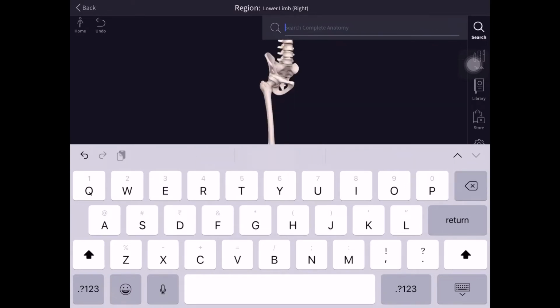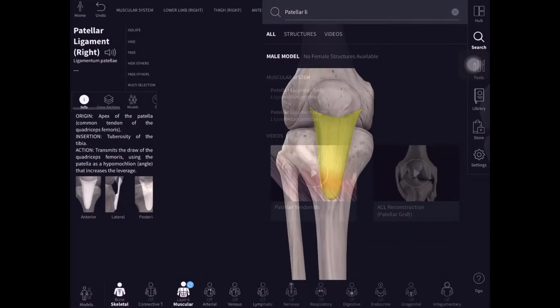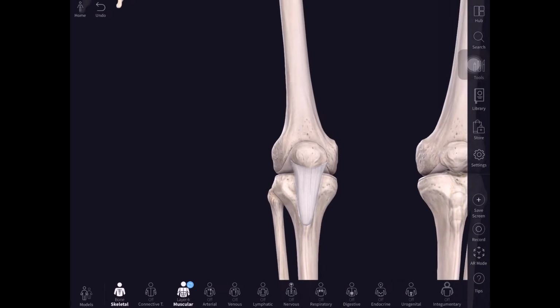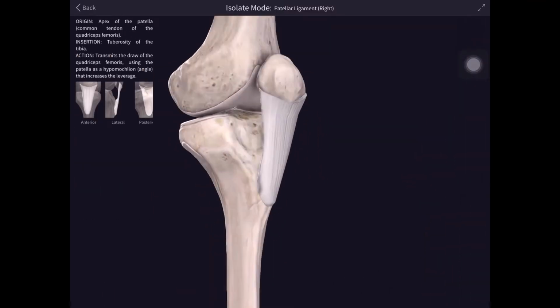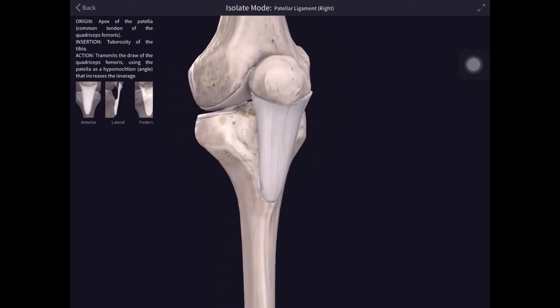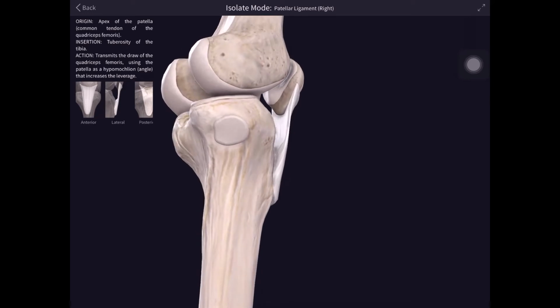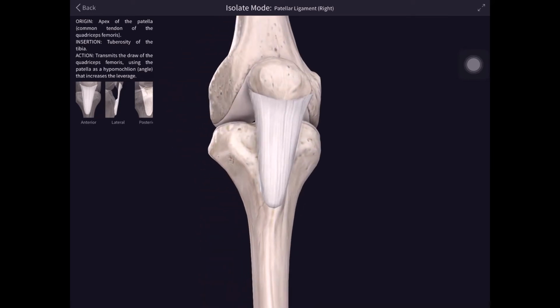Patellar ligament, or ligamentum patellae. If you see the isolated view, there is a ligament starting from the apex of the patella, and it goes all the way down to something called the tubercle. That is the tibial tuberosity, or tibial tubercle.